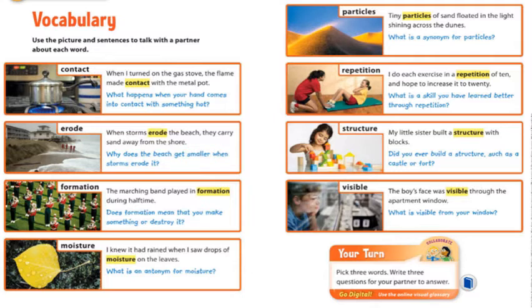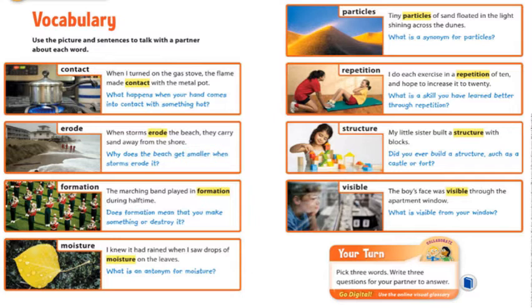Okay, what happens when your hand comes into contact with something hot? When you contact something hot, your hand will be burned. Okay, so you remove it directly. So when there is a contact, there is a touch between two things.